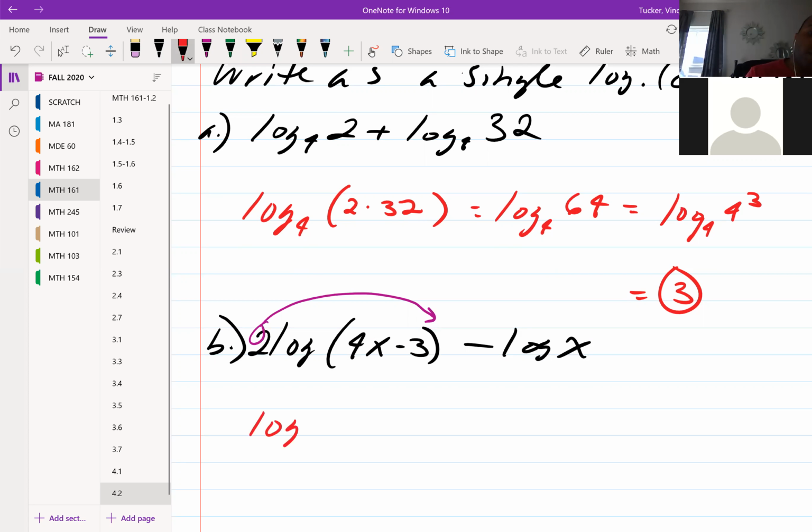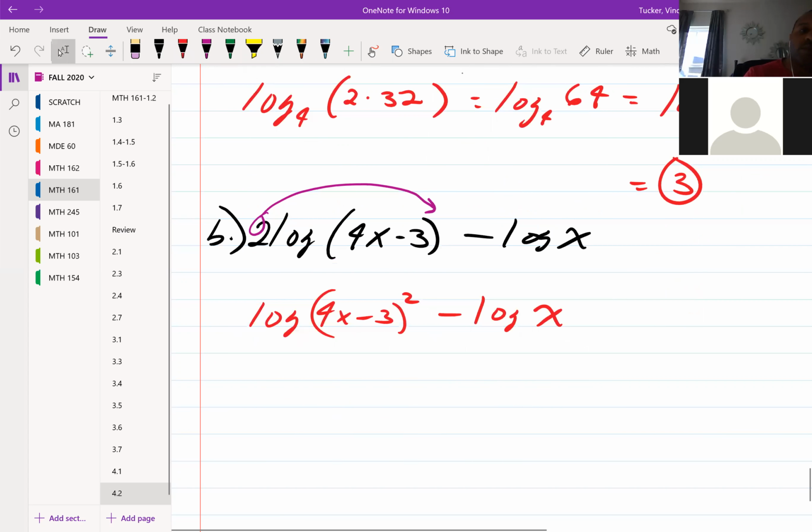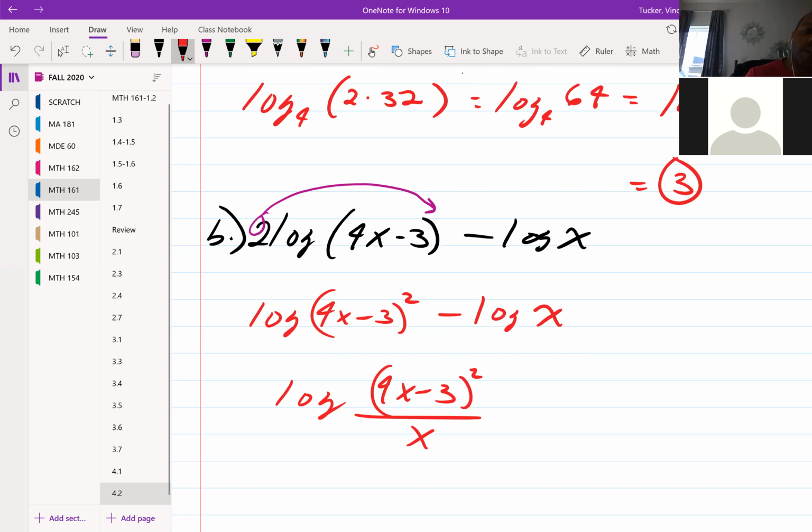So it's going to be log of 4x minus 3 squared minus log of x. Now that minus sign says that I can turn it back to division. So that's log 4x minus 3 squared divided by x.